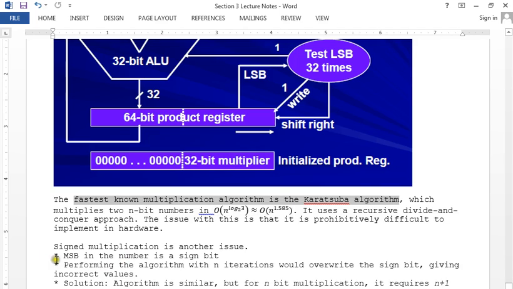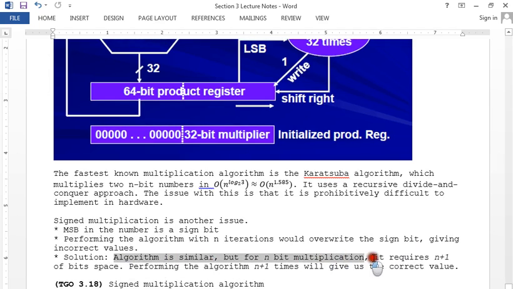So the sign multiplication, I have it listed here as another issue. Performing the algorithm with n iterations would overwrite the sign bit. Therefore, the algorithm is similar, but for n-bit multiplication requires n plus 1 bits of space. So that's what I was mentioning earlier, the 64-bit. You start with 32, but shift it, performing the operation 32 times. You're ensuring that that last bit doesn't get hit. Because it's 0, 1, so it becomes 31 shifted over, then you have that excess bit.